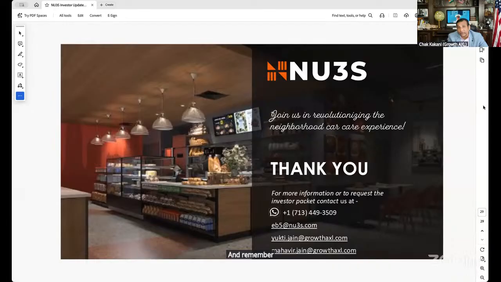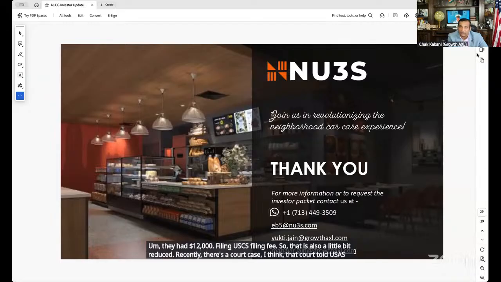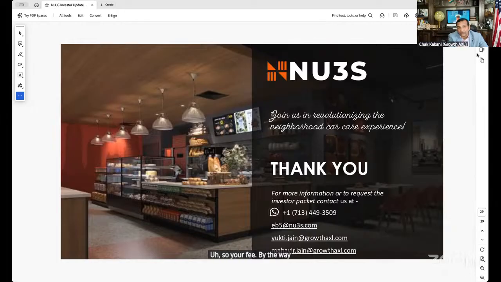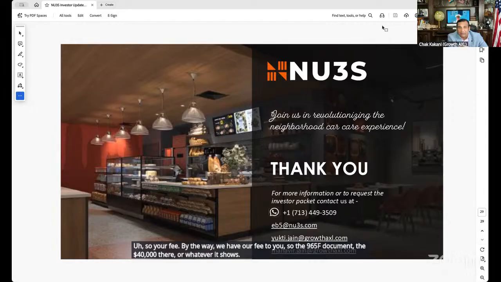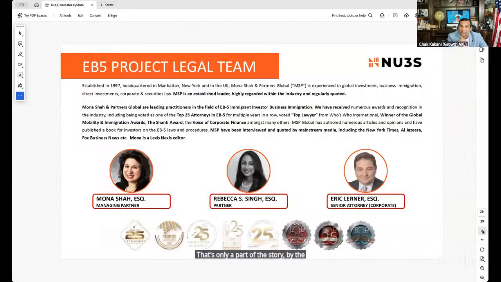And remember, there's a USCIS filing fee. Luckily, they reduced it, by the way, recently. Do you know, Raghu, from $12,000 or something, they reduced it to $3,000. They had a $12,000 USCIS filing fee. So that is also a little bit reduced. Recently, there was a court case, I think, where the court told USCIS to go back to the old fees. So your fee, by the way, we have our fee too. You saw the 965F document, the $40,000 there or whatever it shows. That's only a part of the story, by the way. So our project pays heavy fees.